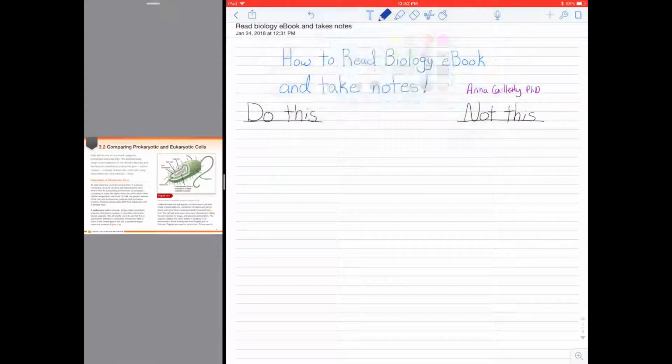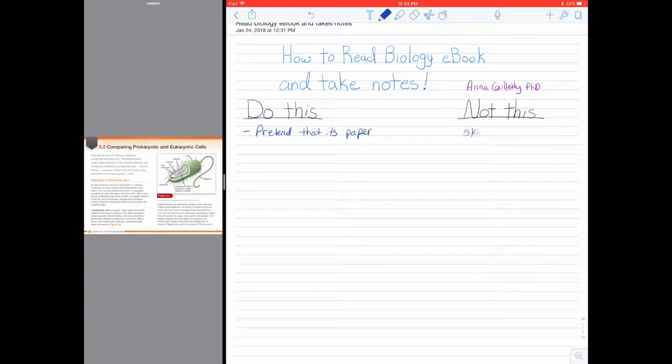So I'm going to change color here. Pretend that it's a paper book, okay? It's really important that you not do a couple of things that people typically do when they're reading a website, which is to skim, all right? You don't want to skim, okay? And you don't want to read it like Facebook or the internet, okay? These are all big no-nos.